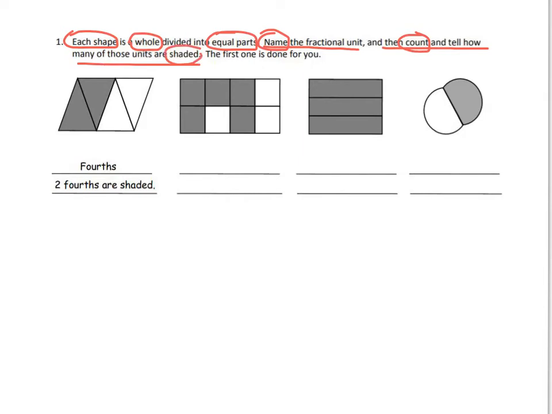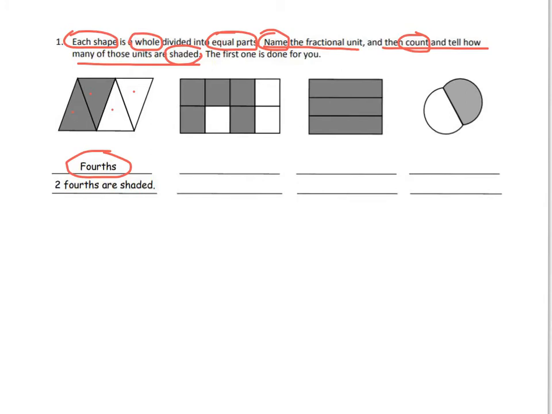So when I look at this first one, I see that there's 1, 2, 3, 4 equal parts altogether. That's where they come up with fourths. Oops, did not mean to cross that off. So let's erase that and let me try to circle it. Fourths, there we go. And when I need to name or count how many of those units are shaded, I see that there's 1, 2 that are shaded, so 2/4 are shaded.